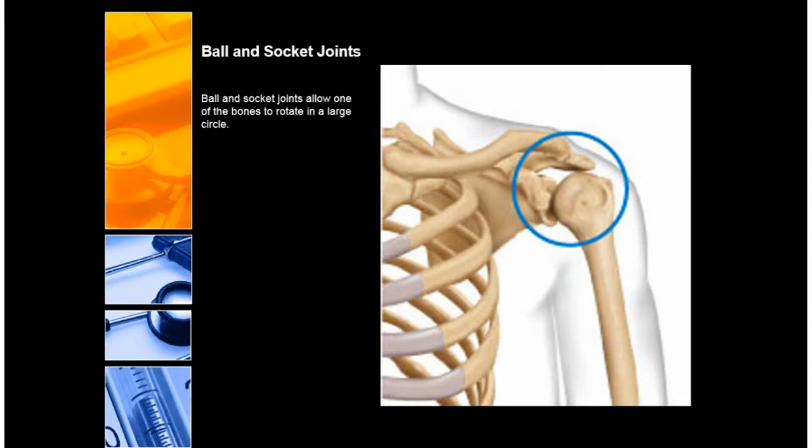So if you would move your shoulder around, if you stretch your arms out wide and you move them in circles, you'd realize that this joint in particular allows way more movement than some of the other joints that we're going to be discussing.